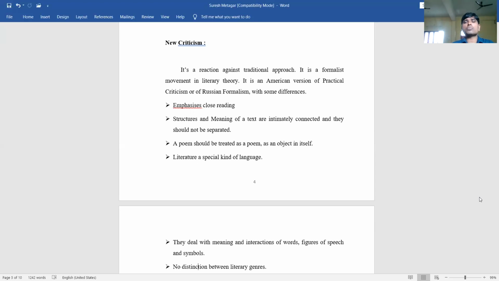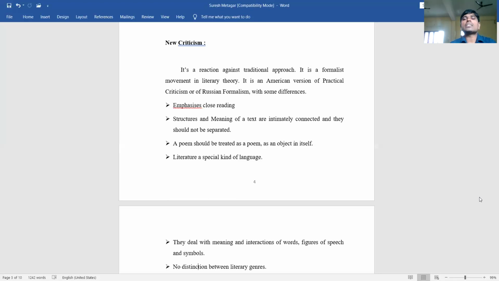And the structure and meaning, that's what I said in formalism. Structure and meaning of a text are intimately connected, and they should not be separated. It is structure which gives proper meaning to the text, according to new critics. In literature, structure and meaning cannot be separated. Later I will speak about this.